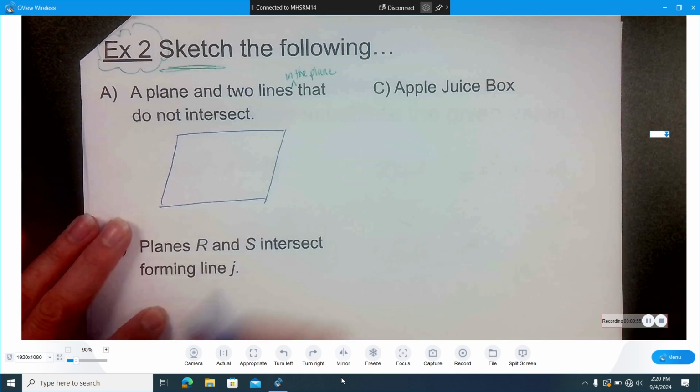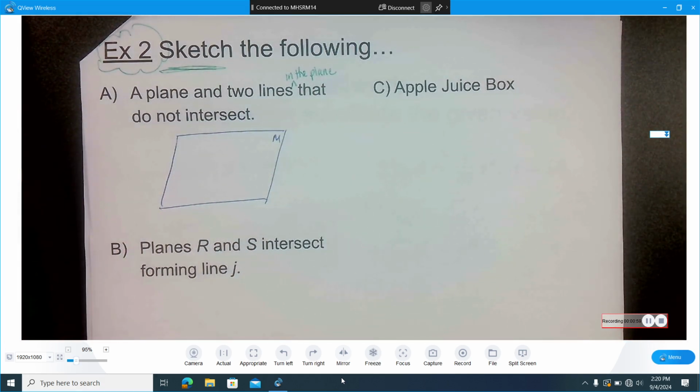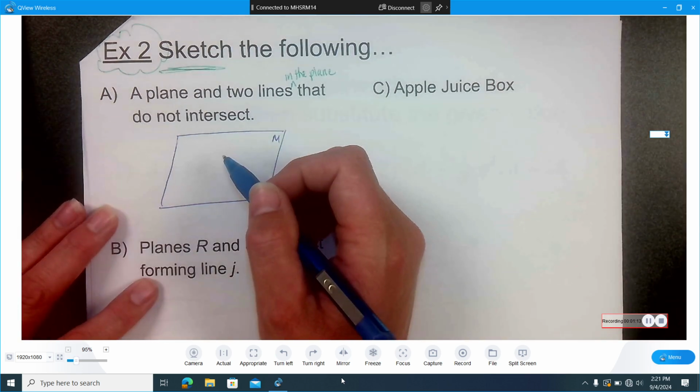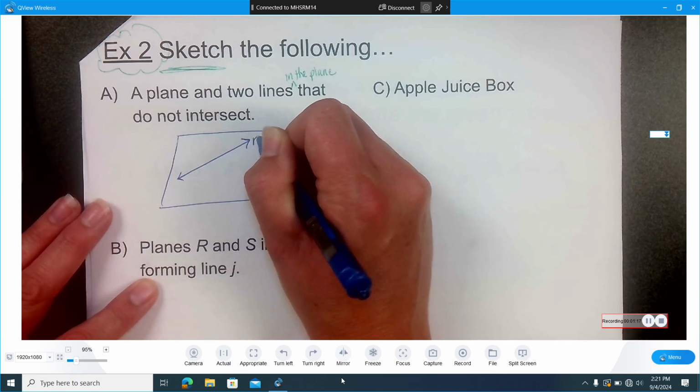I'm going to give it an M. So this is plane M that I've drawn. Now, I want to draw a line in the plane. So I'm going to start by drawing a line in the plane. Whoop, there's a line in the plane. I'm going to call it line R.